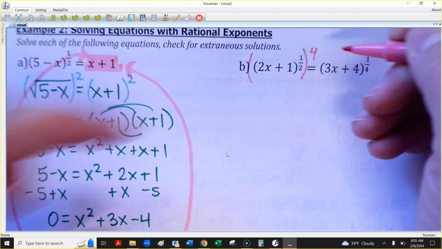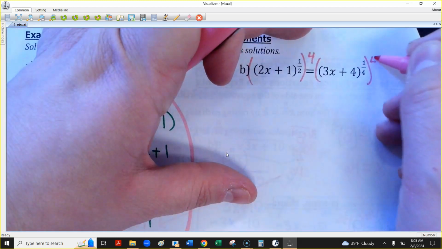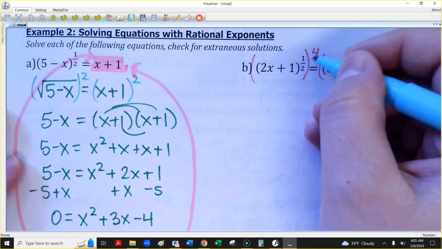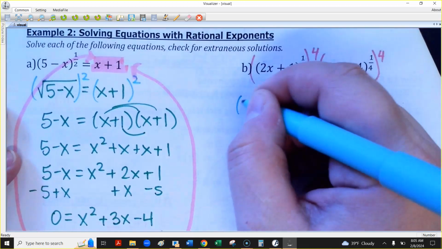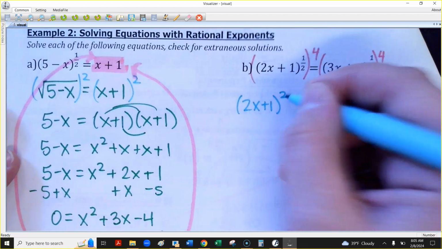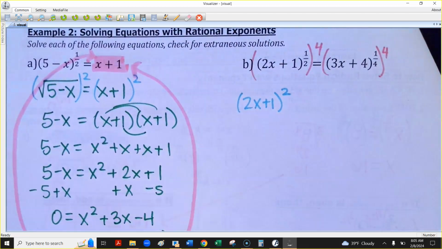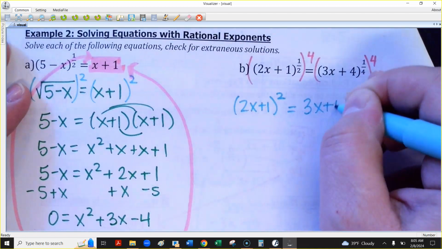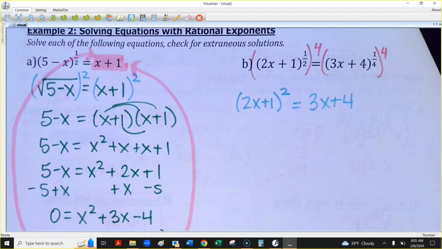Now, that's going to cancel the fraction out on one side. It's going to leave me with an exponent on the other side, but the exponent is not going to be a fraction. So if I do power to a power and I multiply the exponents, on this left side, 1/2 times 4 is 2. So then that one would be squared. The other side is just going to be 3x plus 4. Now, super similar to the last question, do not distribute that squared.